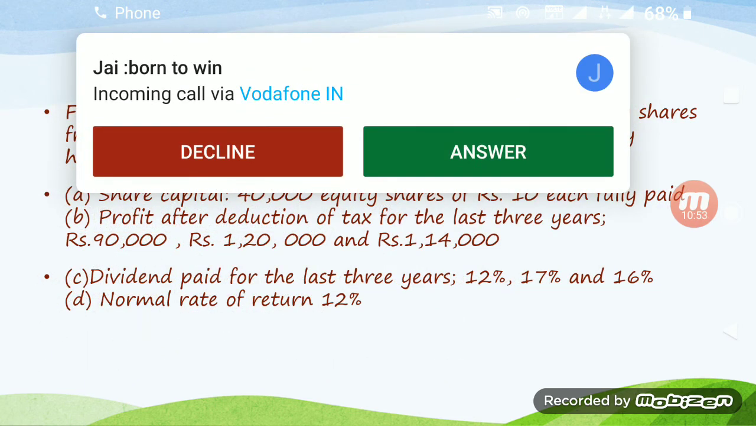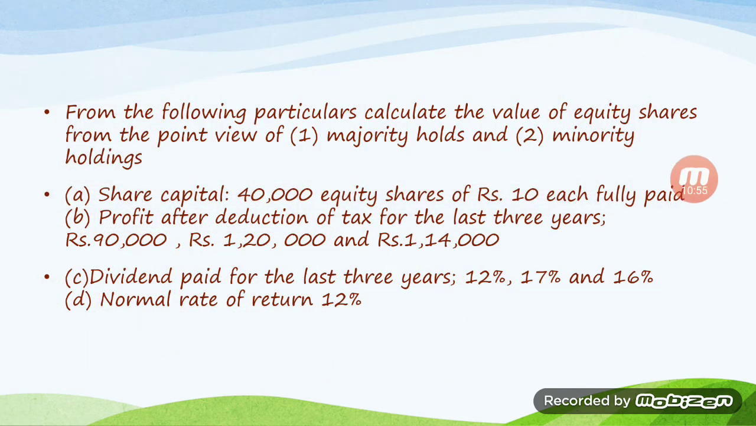Then next problem. From the following particulars, calculate the value of equity shares from the point of view of majority holders and minority holders. So if it is a majority holding, we have to go based on the profit, that is return. And when it goes with the minority holding, we have to move with the dividend, the previous record of dividend. So both the information is given.